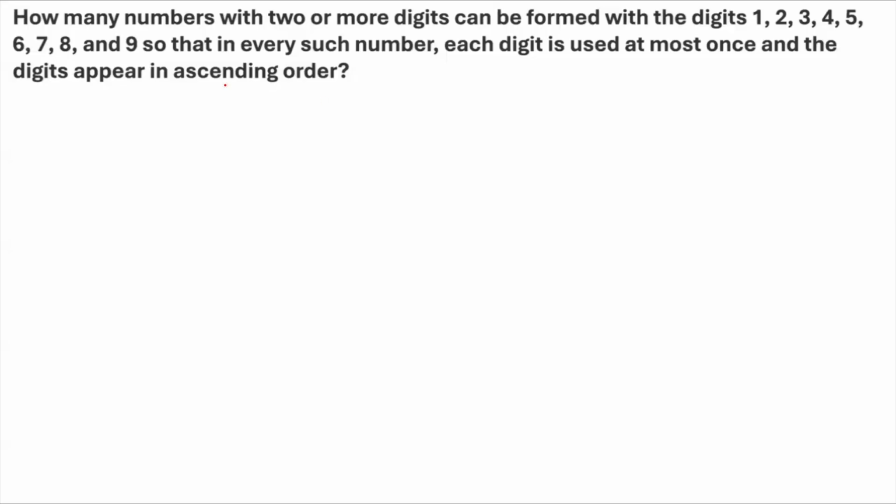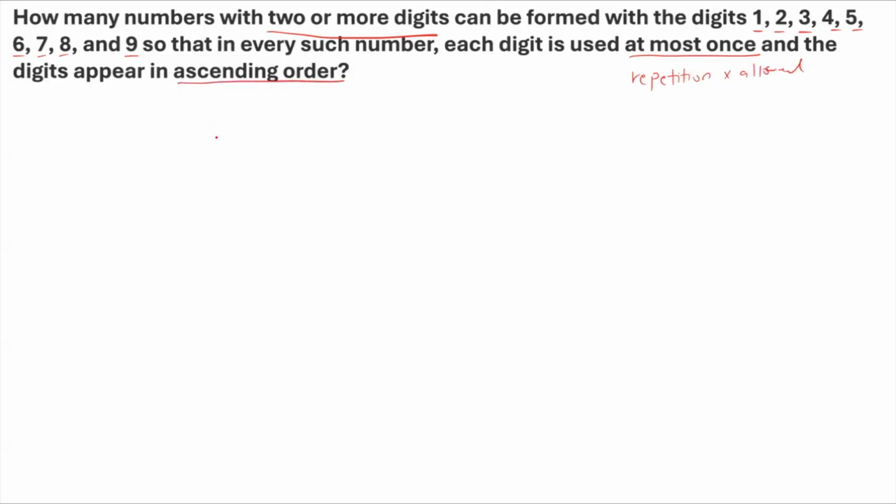So the question is, how many numbers with 2 or more digits can be formed with the digits 1, 2, 3, 4, 5, 6, 7, 8, and 9, so that in every such number, each digit is used at most once. At most once means the repetition is not allowed basically. Okay, repetition not allowed. And the digits appear in ascending order.